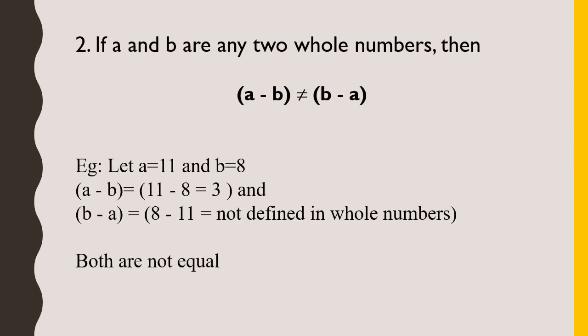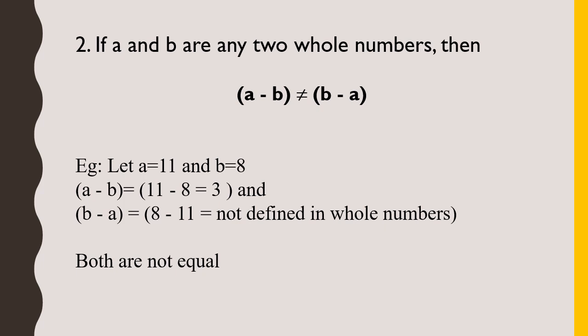If a and b are two whole numbers, then a minus b is not equal to b minus a. In addition, it was equal. When we are doing a plus b or b plus a, it is equal. But in subtraction, it is not equal. Let's see an example for this. Suppose a is equal to 11 and b is equal to 8. When we solve the LHS, a minus b, we get 11 minus 8 equals 3.